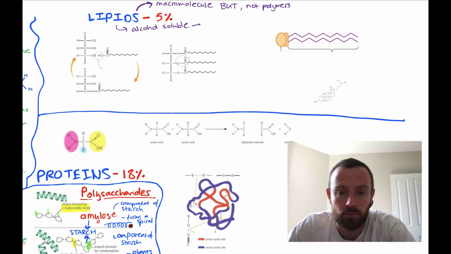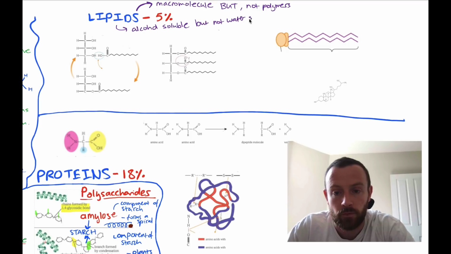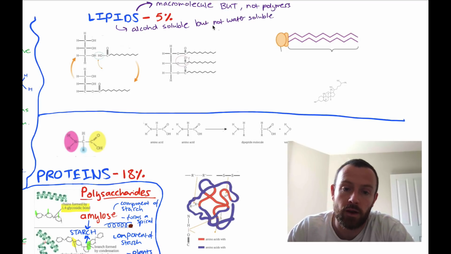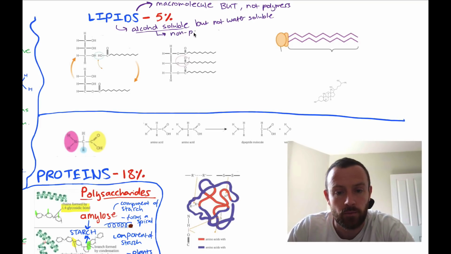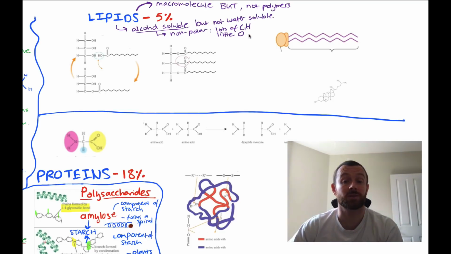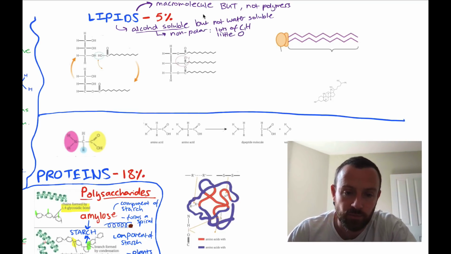So they're alcohol soluble, but not water soluble. And the reason that they're alcohol soluble is that they're non-polar, generally speaking. And they have lots of C and H, and they have little oxygen. Lots of carbon and hydrogen atoms, little oxygen atoms. So that's what a lipid is.